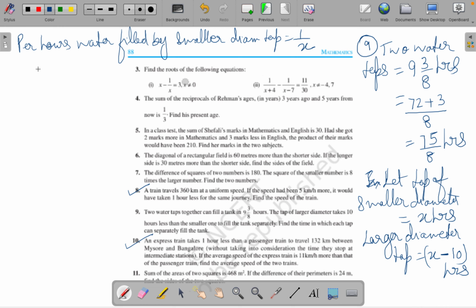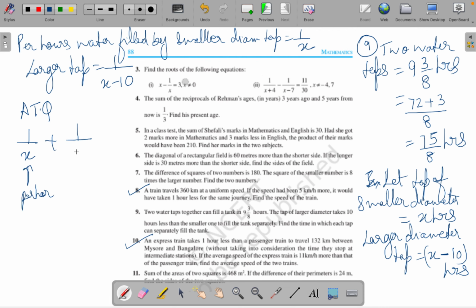Similarly, larger diameter tap will take 1 upon x minus 10, right? Now, according to the question, per hour, this is per hour, plus again per hour, the amount of water filled per hour will be equated to per hour, that is 1 upon 75 by 8.